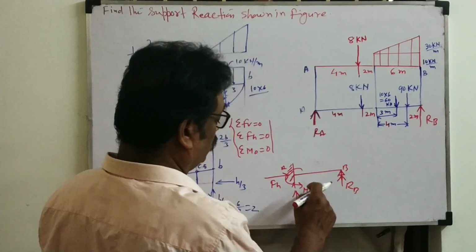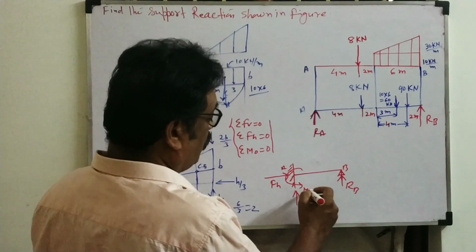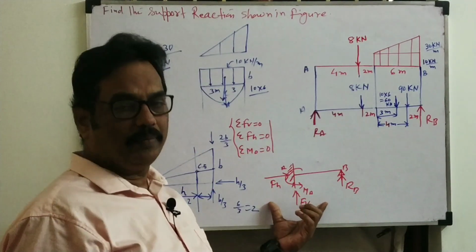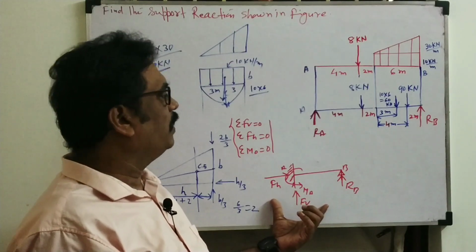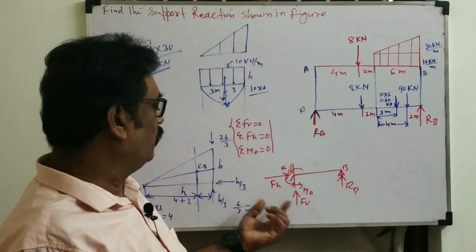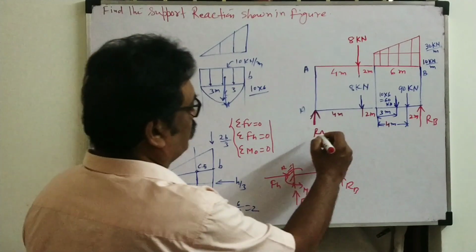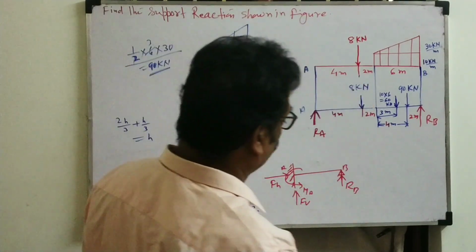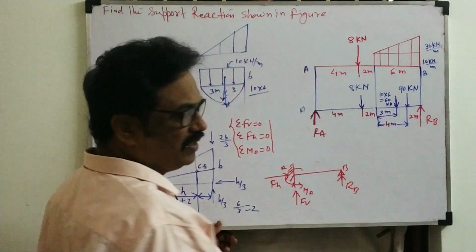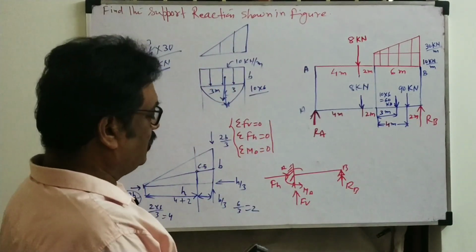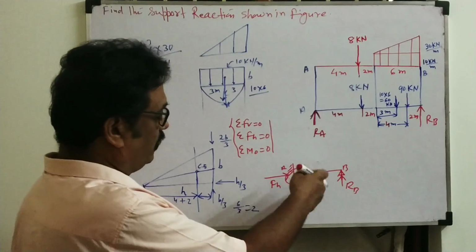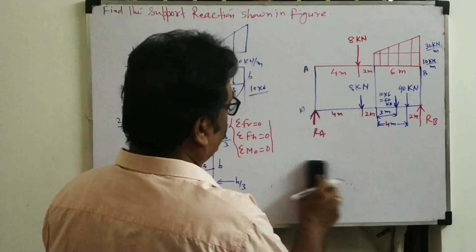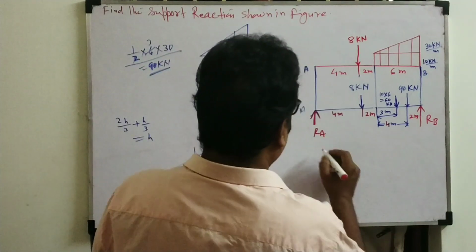How many reactions? 1, 2, 3, 4. 4 reactions will be there, and equilibrium equations will be 3. So this is called a statically indeterminate beam. A statically indeterminate beam we cannot calculate this way because the unknowns will be more. But here there are only 2 reactions, RA and RB, and 3 equilibrium equations, so we can solve this question. This given beam is nothing but a statically determinate beam. In a statically indeterminate beam, the number of reaction forces is more than the equilibrium equations. Okay, now look here. How will we solve?